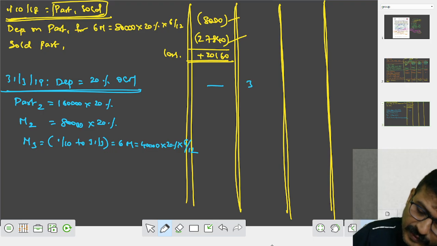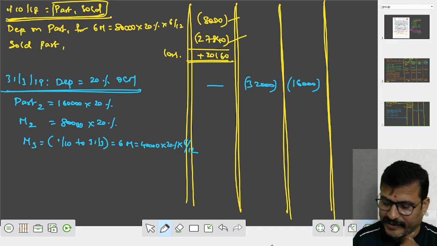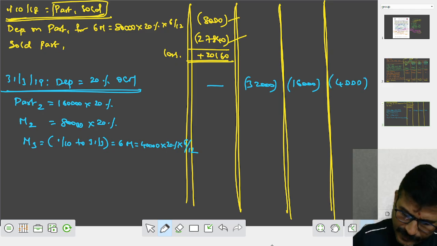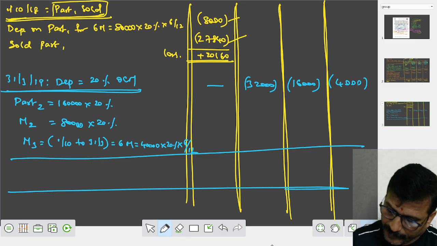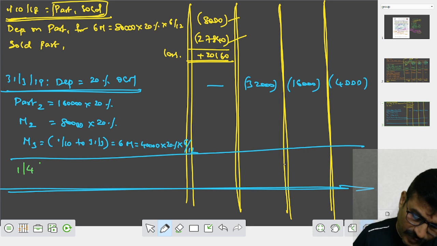Dash 32,000. This comes to 16,000. Here 40,000, 20%, 6 by 12 means it comes to 4,000. Okay. Now you work out a balance. The balance is on what date, my dear children? The balance is on 1st April 19.